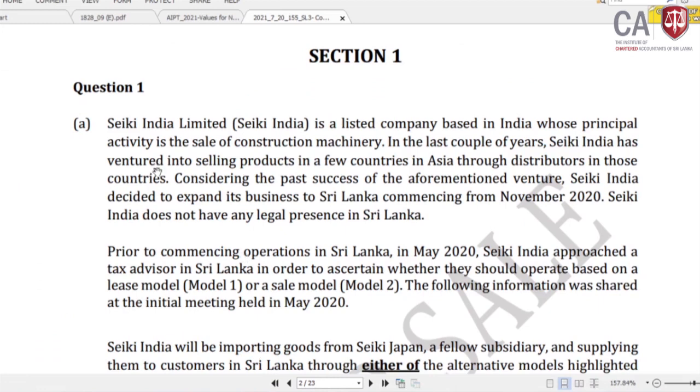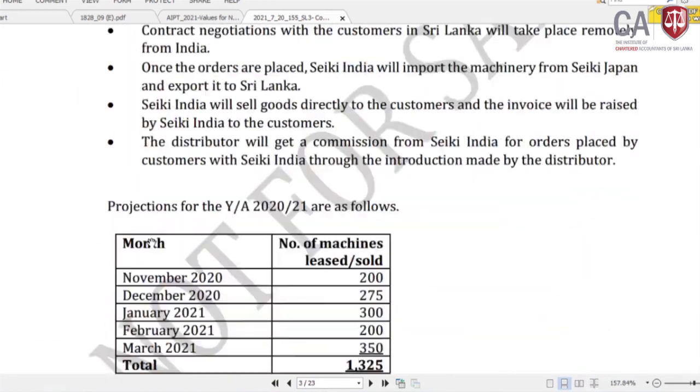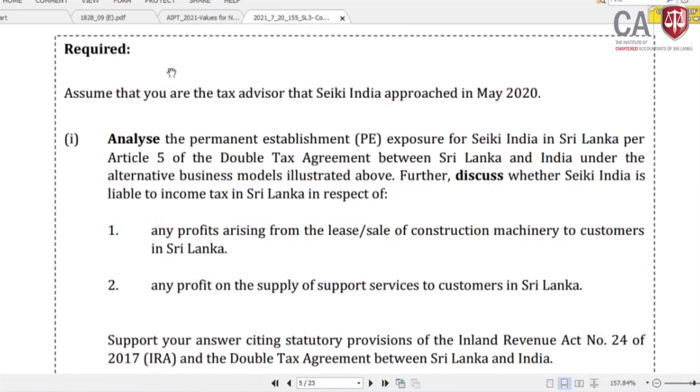This is the question. Then we will start the discussion of the question with the paper. This is question 1. Now come to the requirements again. Here, first one: assume that you are the tax advisor of Seiki India in May 2020. Analyze the Roman 1. Analyze the permanent establishment, PE, exposure for Seiki India in Sri Lanka per Article 5 of the double taxation agreement between Sri Lanka and India.